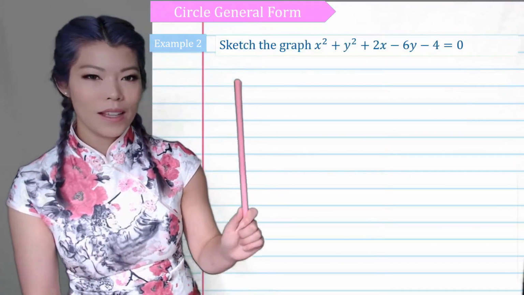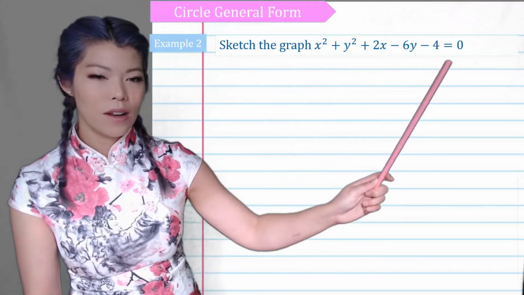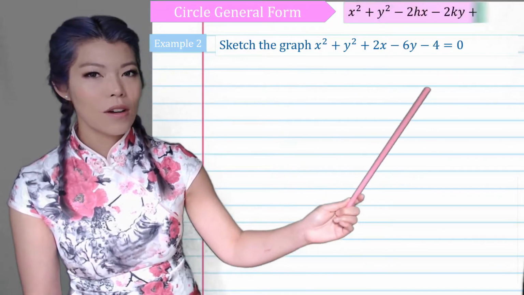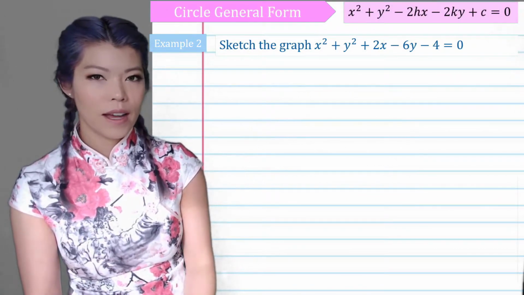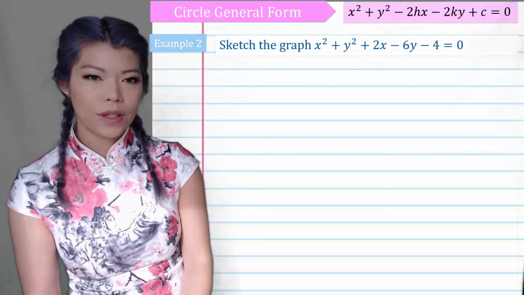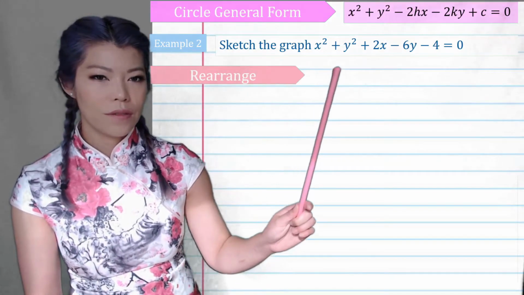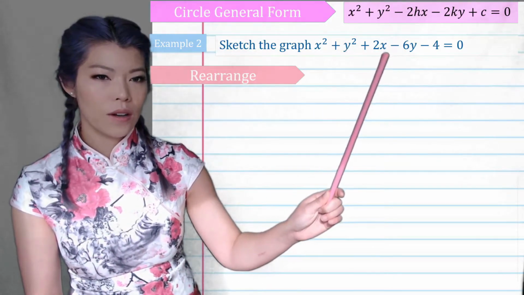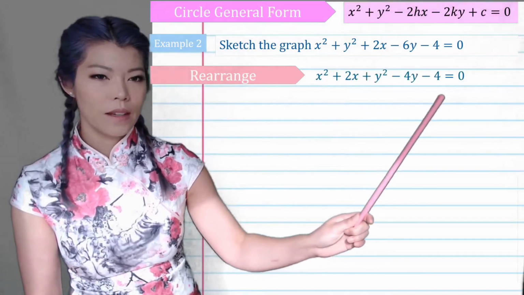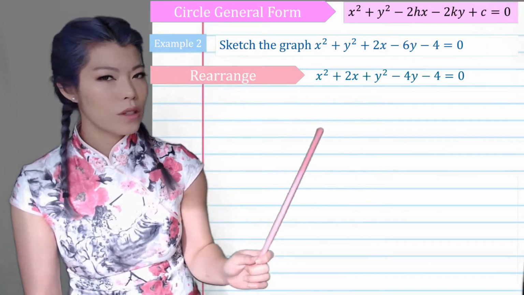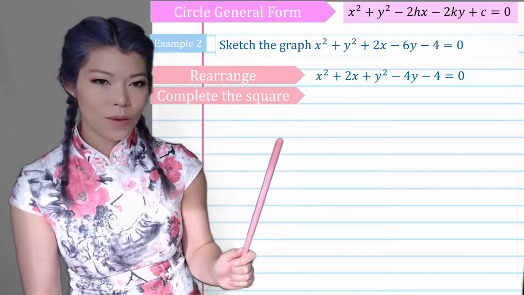Example 2. Sketch a graph of that long equation. Now we notice this long equation is not in the same format as our previous example, so let's change that. Let's rearrange it first. So we move the y squared over here and the 2x over here, like so. Now what can we do? We could complete the square.